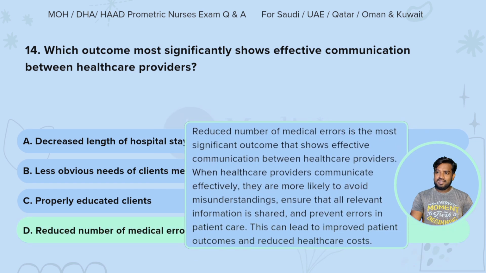The correct answer is D. Reduce the number of medical errors is the most significant outcome that shows effective communication between the healthcare providers. When healthcare providers communicate effectively, they are more likely to avoid misunderstandings, ensure that all relevant information is shared, and prevent errors in the patient's care that can lead to improved patient outcomes and reduced healthcare cost.